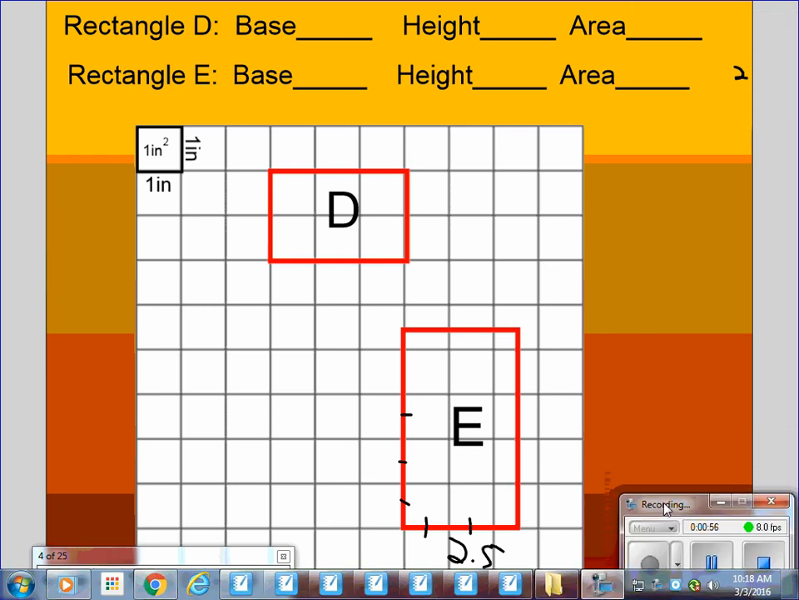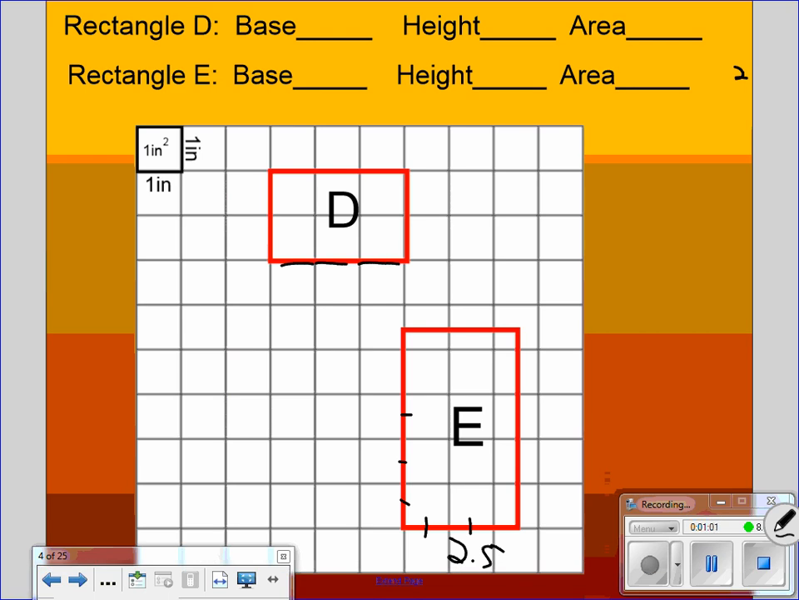So we have rectangle D. 1, 2, 3 is my base. My height is 2. My base is 3. My height is 2. 3 times 2 gives me 6. And we're dealing with inches right now, so inches squared. Let's take a look at this next one.